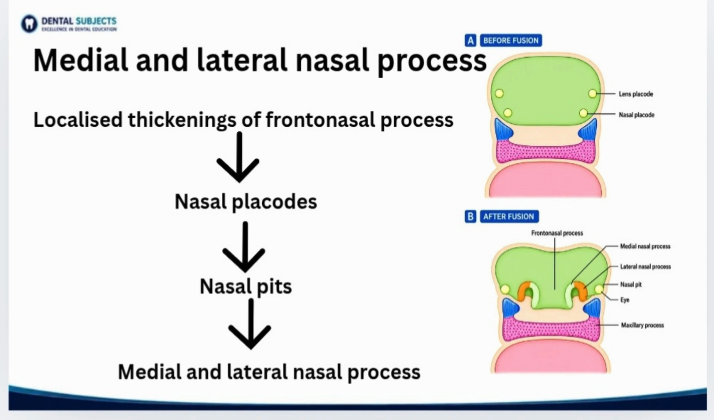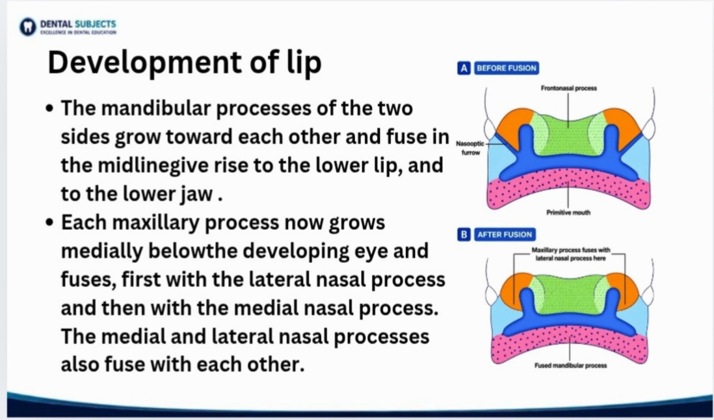The nasal pits are partially formed by the medial and the lateral nasal processes. See the differentiation in the diagram. These processes give rise to the future nose. They originate from the frontonasal process. Okay. Then we have seen the important processes involved in the face formation. Now we are going to see the development of individual organs.